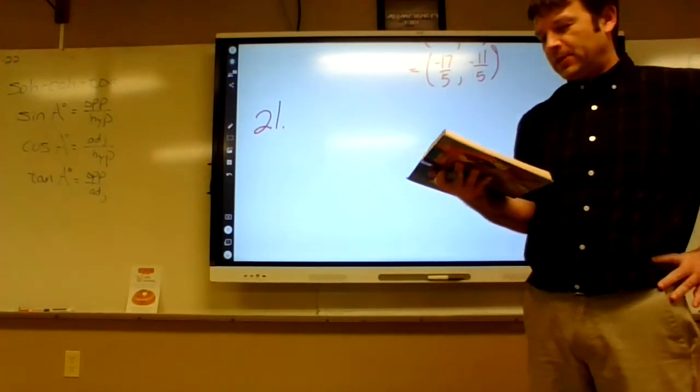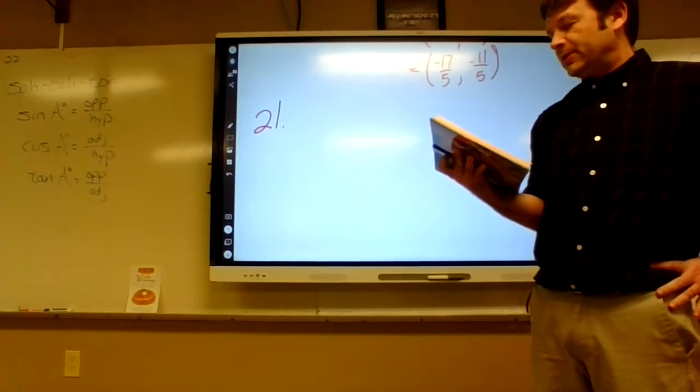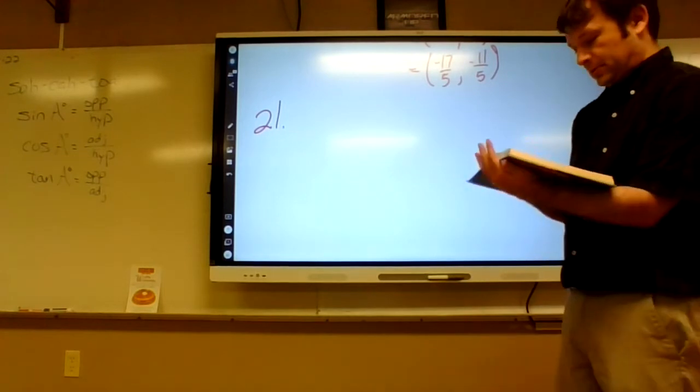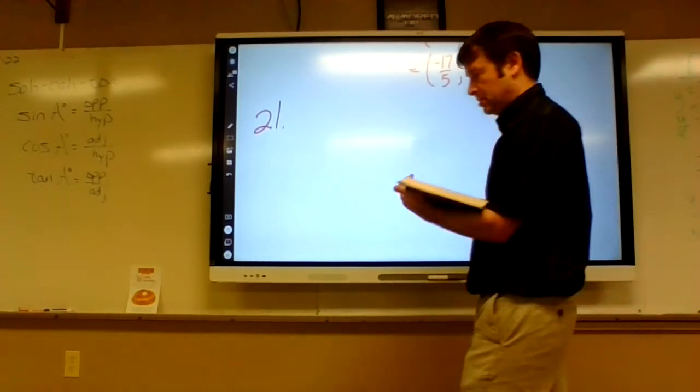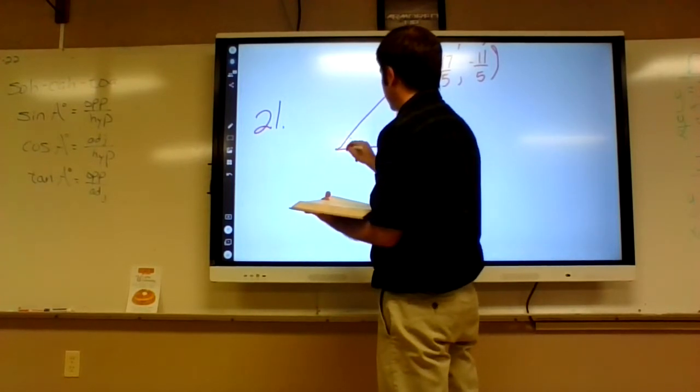This is 21. Suppose that a child in a wagon is pulling a rope that makes a 60-degree angle with the ground. Okay, 60-degree angle.